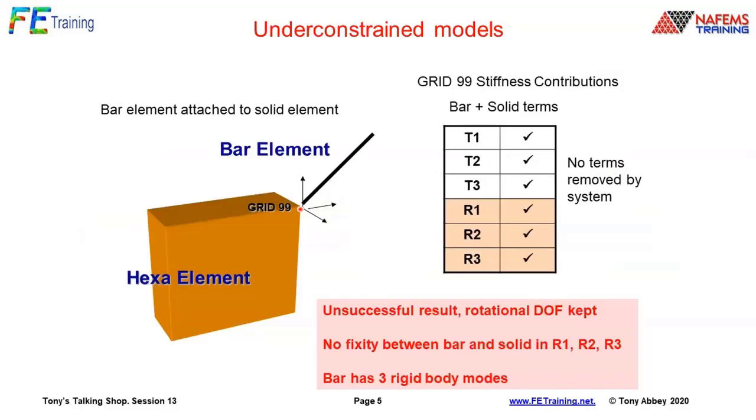And here we've got dissimilar elements. The brick element only has the translational degrees of freedom, so it has the 3 translations T1 through T3. The bar running in has all 6 degrees of freedom at the end.